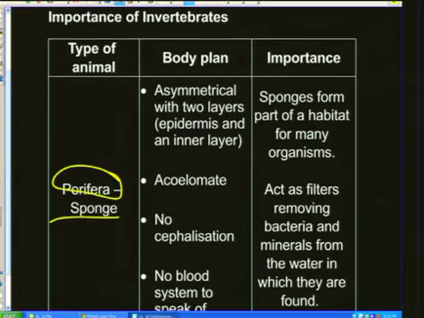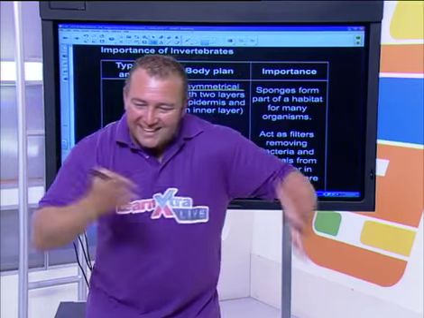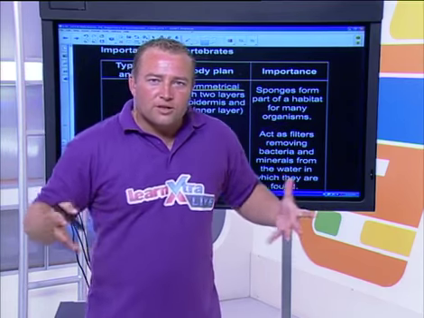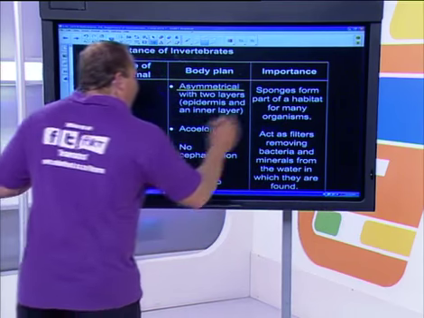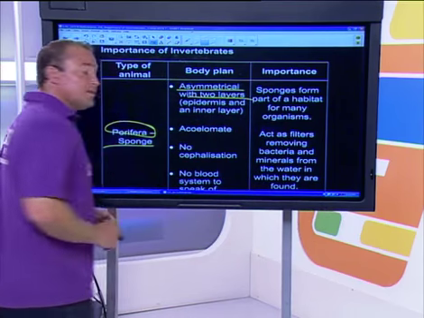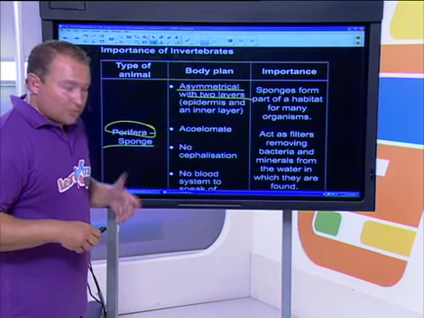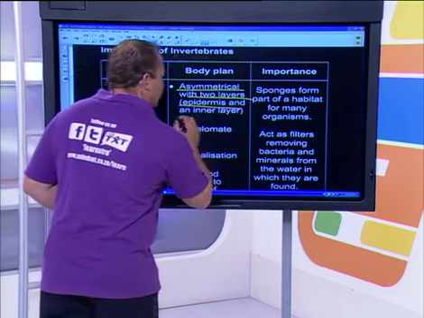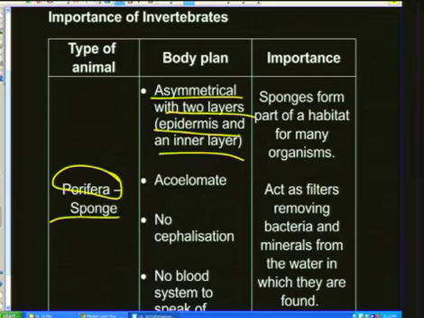Right. Now, what I've done is I've done the body plan and then I've done the importance. The body plan, of course, is asymmetrical, which means you can't cut it in any way. It always looks different everywhere else. Then they have 2 layers, which means they are diploblastic. You've got the epidermis and the endodermis. Simple, easy, we know the stuff.